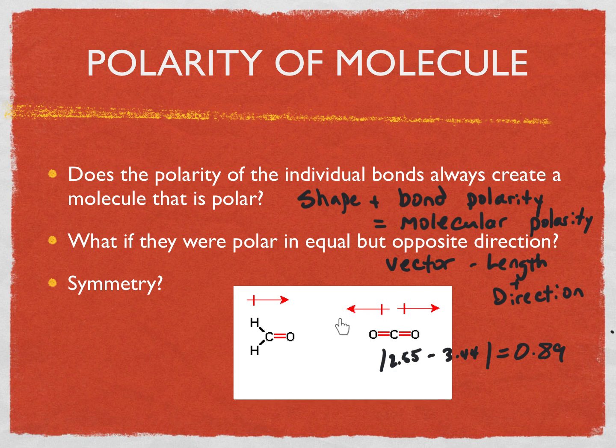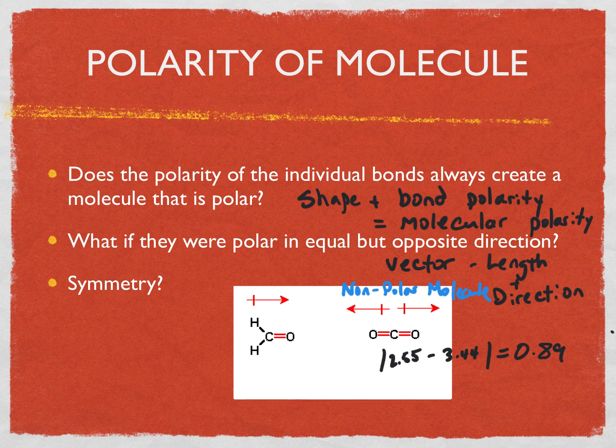Now if we factor in both bonds and the shape, because it's linear, these two bond dipoles cancel each other out. And what results is a nonpolar molecule, even though each of the bonds that make up the molecule are polar. Now let's shift our attention to this molecule here on the left.